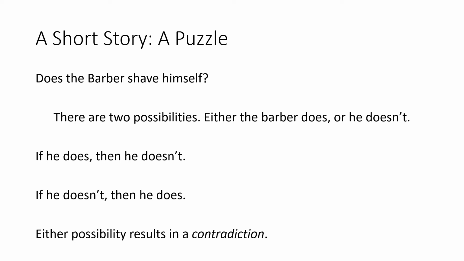Okay, so here's the important point. Either possibility results in a contradiction, right? So if he does shave himself, then he doesn't. That's to say, if he does, then he both does and doesn't. And if he doesn't, then he does, which is to say, if he doesn't, then he both does and doesn't. And these are what we call contradictions.